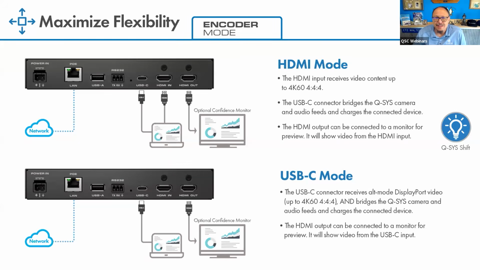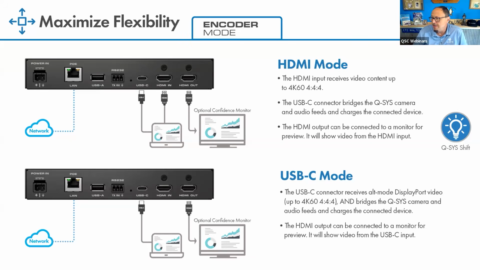Anyways, design flexibility. So when you're in HDMI mode, the HDMI input receives video content up to 4K 444. The USB-C connector will bridge the Q-SYS camera and audio feeds and charge the connected device. The HDMI output can be connected to a monitor for a preview, so it will show video from the HDMI output when you're in encoder mode.